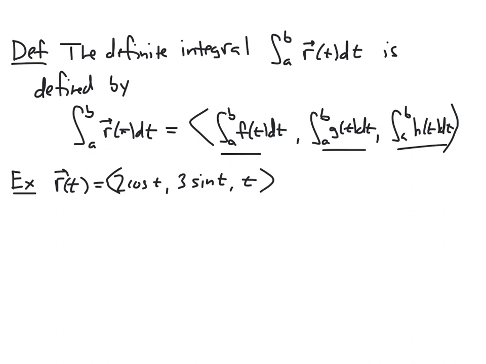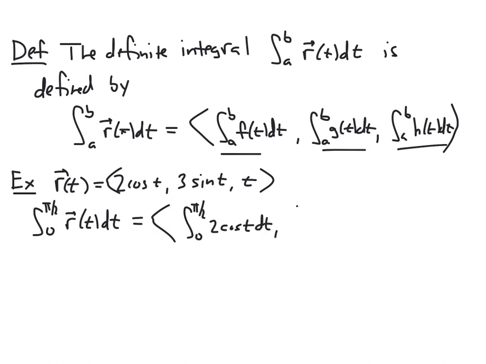And so I want to compute the integral, let's say from 0 to pi over 2, since we have trig functions here, of this function. So what we want to do is take the integral from 0 to pi over 2 of 2 cosine t, the integral from 0 to pi over 2 of 3 sine t, and the integral from 0 to pi over 2 of t. And we just want to compute each of these three integrals.